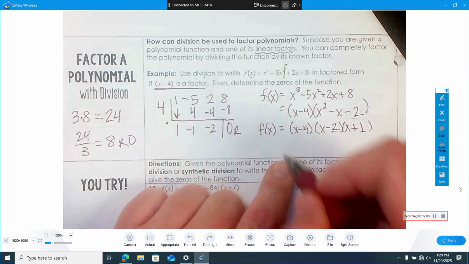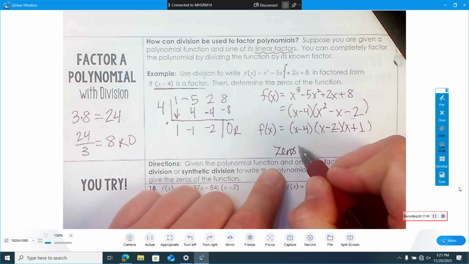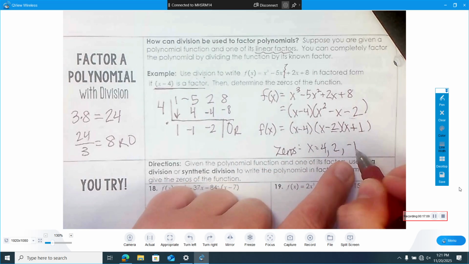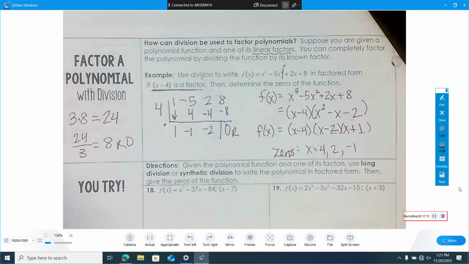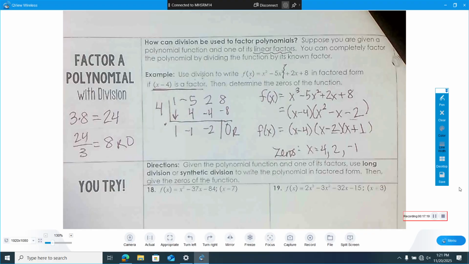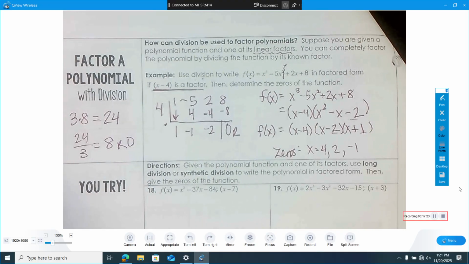And then, what are the zeros? x equals 4, positive 2, and negative 1. So once we have it in bubble form, it's super easy to find the zeros and super easy to graph. And this is like the ultimate goal. So let's try another.